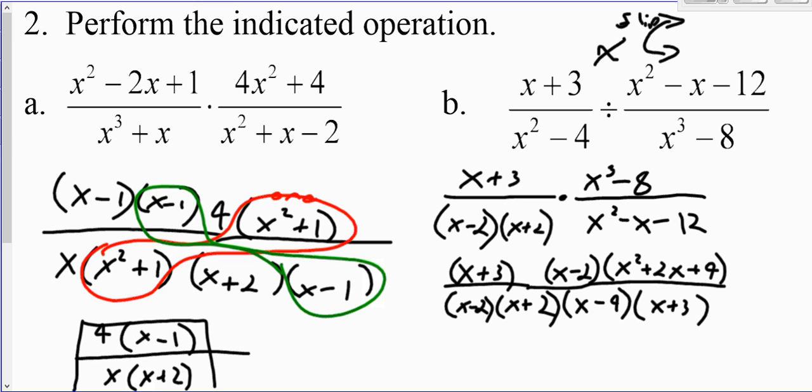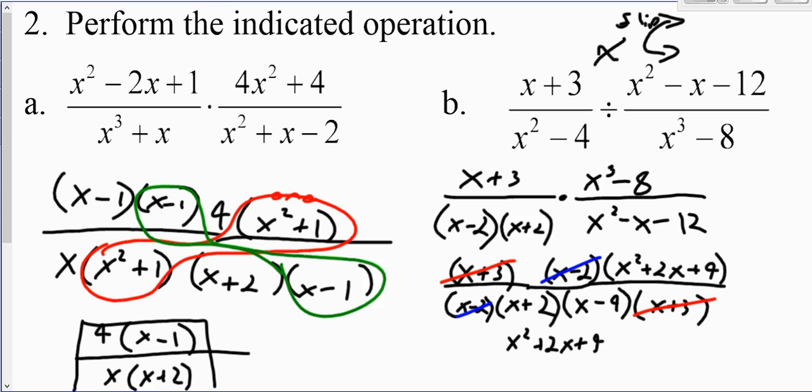So as I look for things that are going to simplify, x plus 1 over x plus 1 is 1. That's going to go away. An x minus 2 and an x minus 2 are going to go away. So what I'm left with here is this x squared plus 2x plus 4.